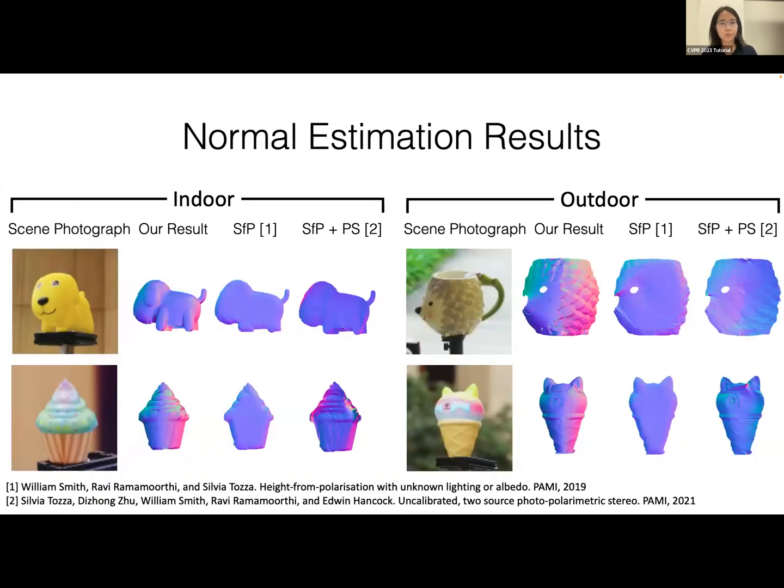And here I want to show you some comparisons with the classical shape from polarization method, which directly uses the angle of polarization normal constraint, and also an existing shape from polarization plus photometric stereo method. These methods don't consider the influence of environment light, and they are done in a darkroom setting. The first row is our method, and these are the two classical methods. You can see that the other methods, as they don't take the influence of environment light into account, produce estimates that look very flat, and they don't quite recover the details of the object.